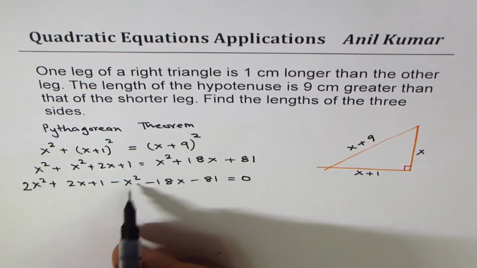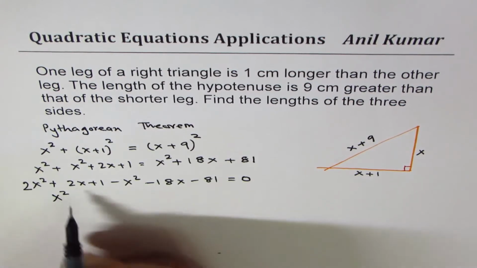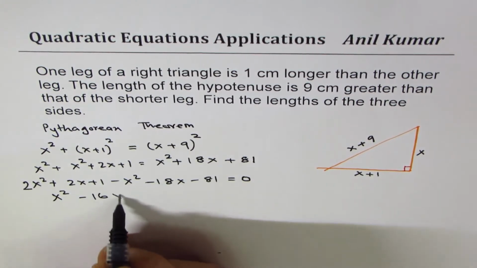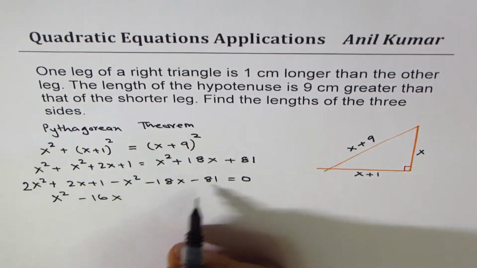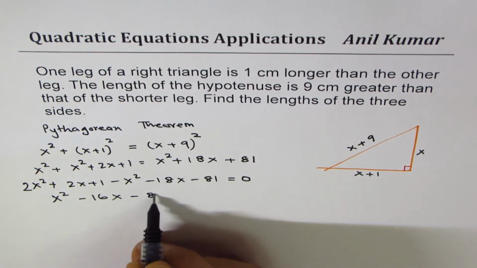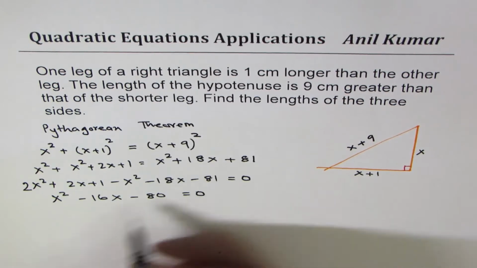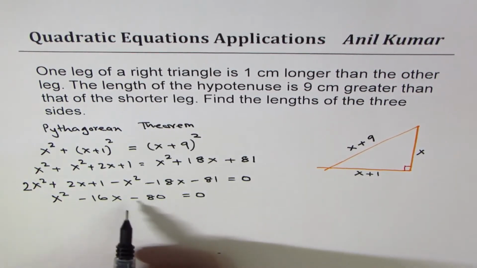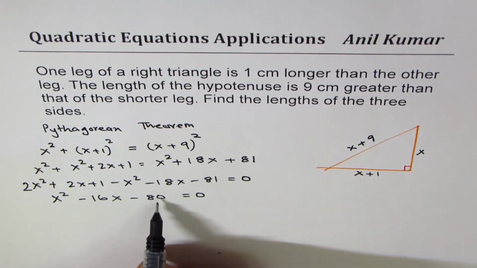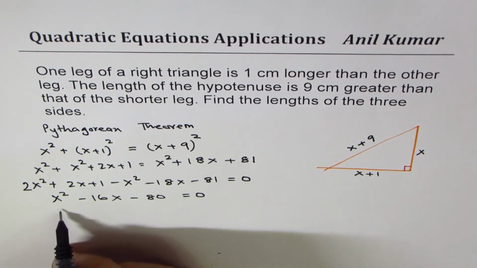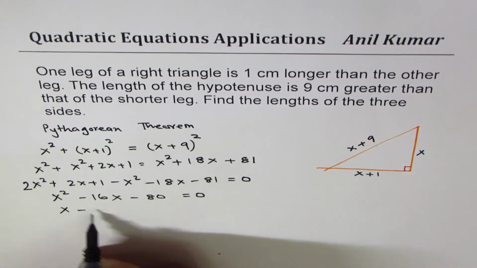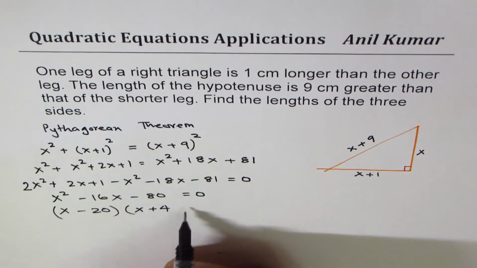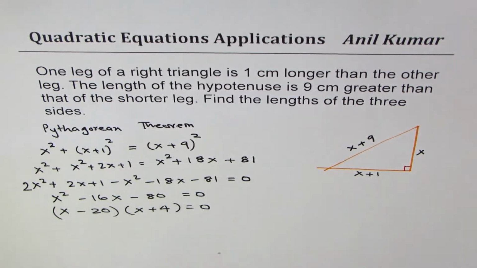Now 2x squared minus x squared is x squared. 2x minus 18x gives us minus 16x. Plus 1 minus 81 gives us minus 80 equals 0. Now this equation you could factor also. We're looking for product of minus 80 and sum of minus 16. 20 and 4 can work. So (x minus 20) times (x plus 4) equals 0, right?